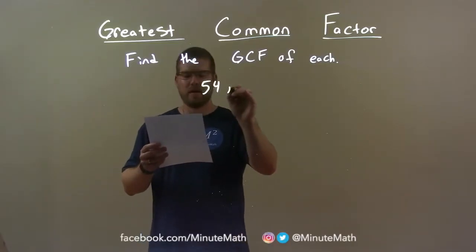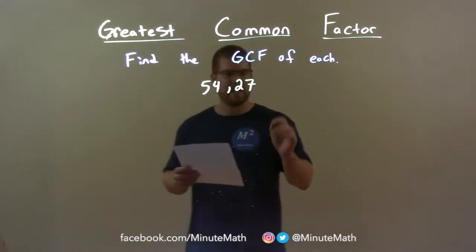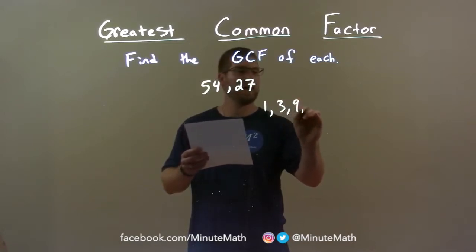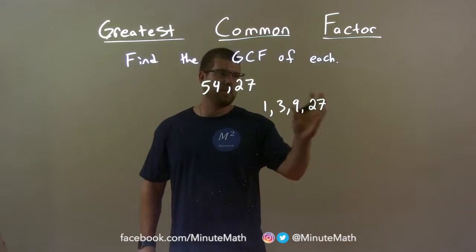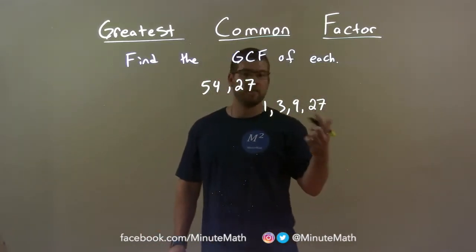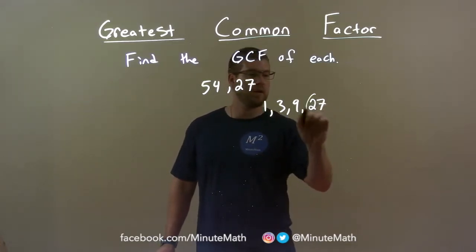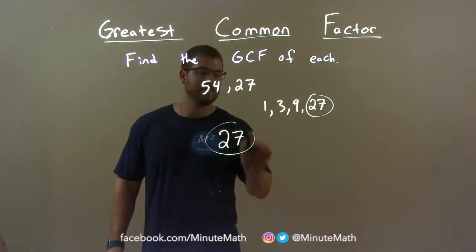54 and 27. Well, the factors of 27, that's the smaller of the two numbers, are 1, 3, 9, and 27. I'm now going to find the largest one of these that also goes into 54. Luckily, I'm in luck. 54 divided by 2 is 27, so 27 goes into 54. So that's the first largest one that works, that's our answer, 27.